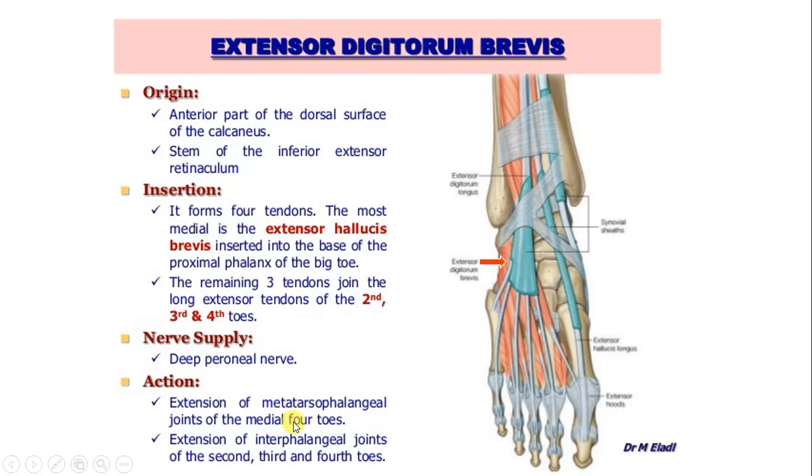So the action will be extension of the metatarsophalangeal joint of the medial four toes, and extension of the interphalangeal joints of the second, third, and fourth. This is the main action of the extensor digitorum brevis. One thing to note is that the most medial part is called extensor hallucis brevis. In some books it is considered a separate muscle, but other books say it is not a separate muscle; it is actually the most medial part of the extensor digitorum brevis muscle.